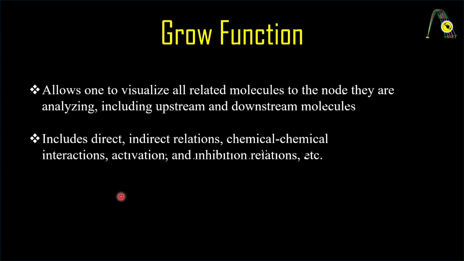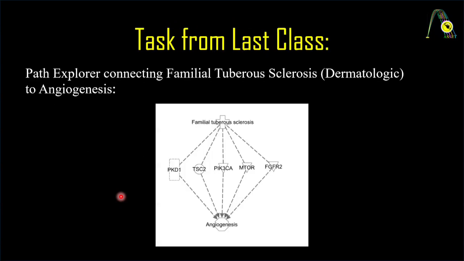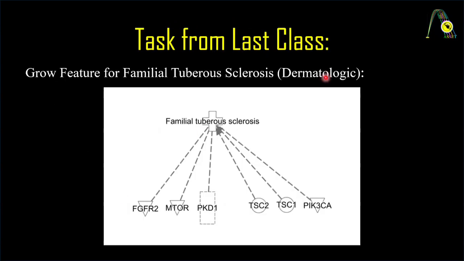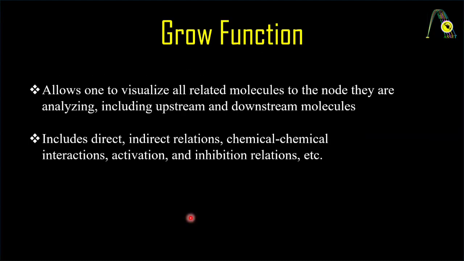So if you go back to the case of familial tuberous sclerosis, TSC2, TSC1, these are genes that eventually cause familial tuberous sclerosis. So these are upstream of it. They have an effect on this node, okay? And downstream being these right here, like mTOR, PKD1, familial tuberous sclerosis has an effect on these downstream nodes. So, in the grow function, it shows you upstream and downstream, right?